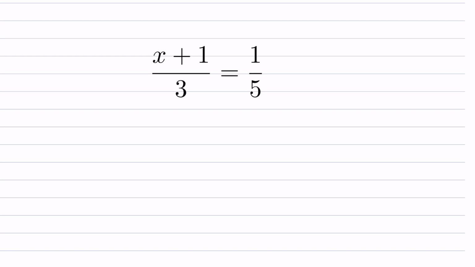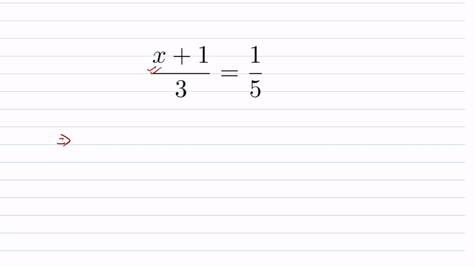(x + 1)/3 is equal to 1/5. We have to find the value of x. How do we solve it? So we have fractions, but on the left hand side we have a variable. So there are two ways that we can solve it: by cross multiplying or by finding the common denominator.